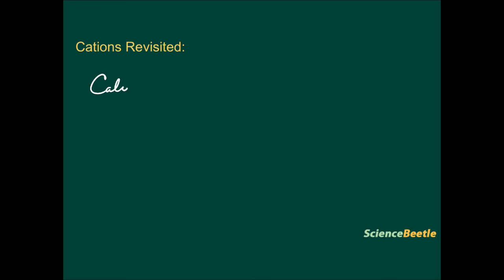And a cation for us is an element that loses an electron. And that electron can be lost in many ways, but ultimately it's going to depend on whether another atom that has a higher electronegativity comes into play. So let's take an example here.